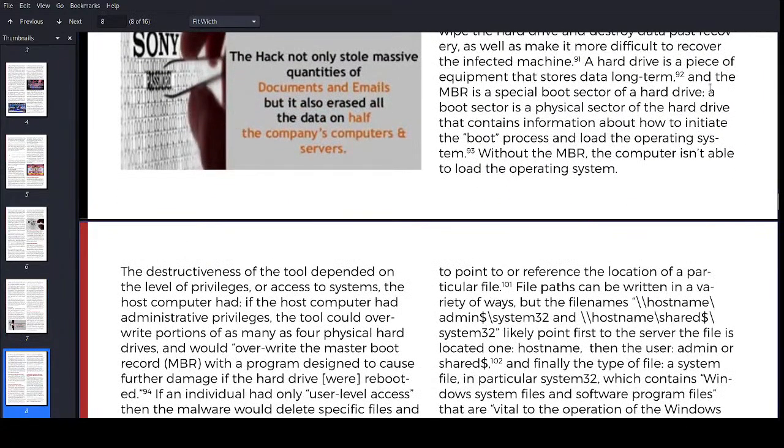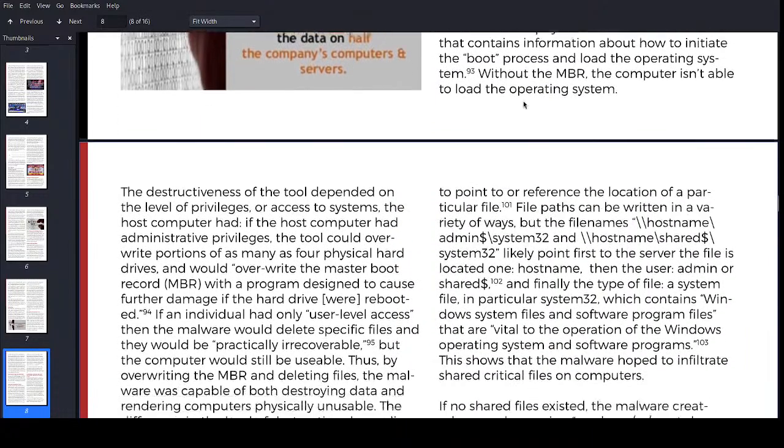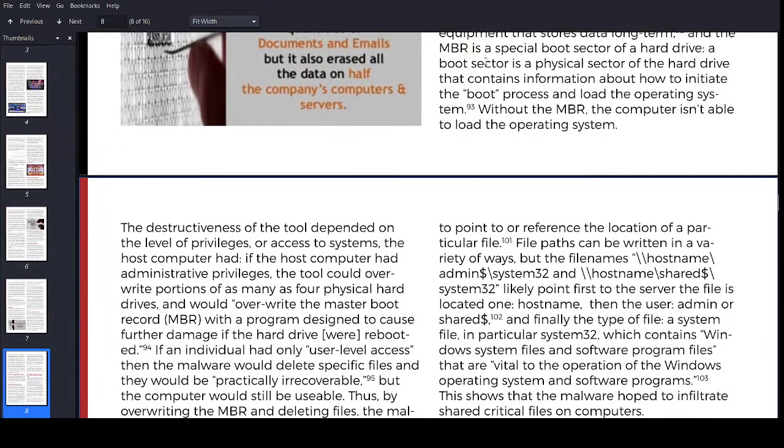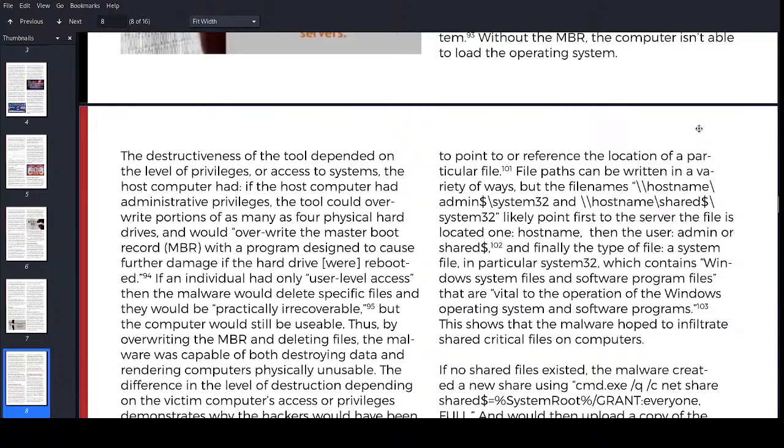A hard drive is a piece of equipment that stores data long term, as we know, right? And the MBR is a special boot sector of a hard drive. It is a physical sector of the hard drive that contains information about how to initiate the boot process and load the operating system. Without the MBR, the computer isn't able to load the operating system.